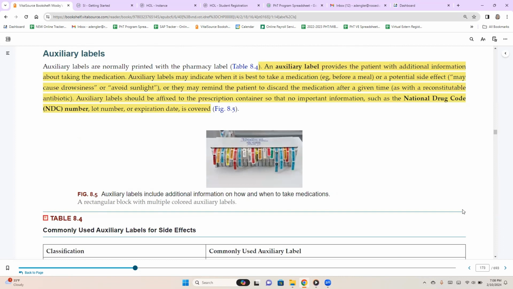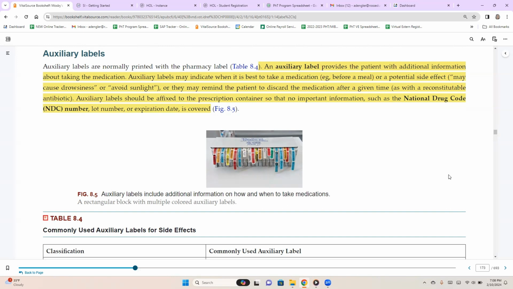An auxiliary label provides the patient with additional information about taking the medication. Auxiliary labels may indicate when it is best to take a medication, like before a meal, or potential side effects, like may cause drowsiness or avoid sunlight. Or they may remind the patient to discard the medication after a given time, as with a reconstitutable antibiotic.